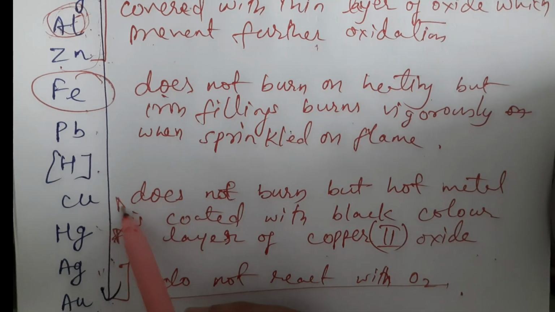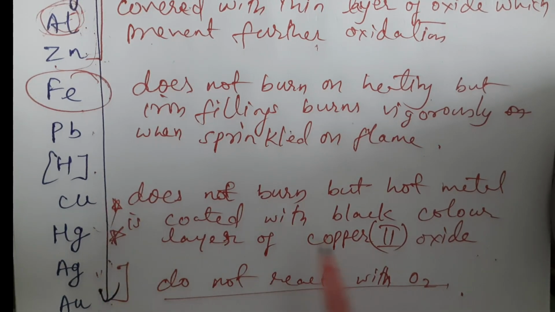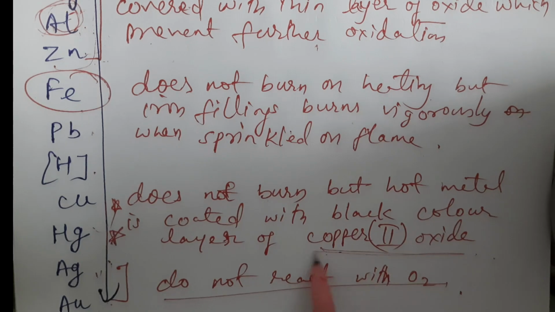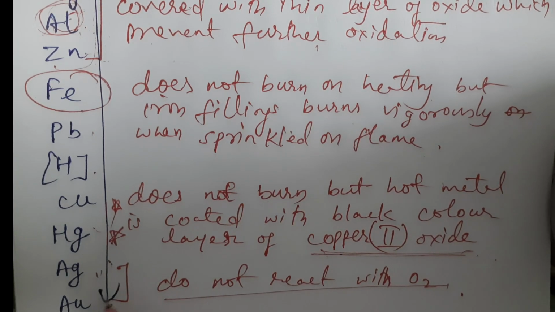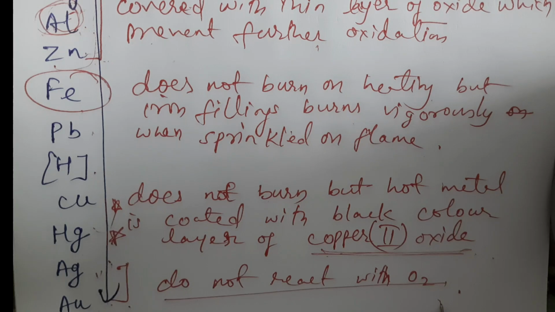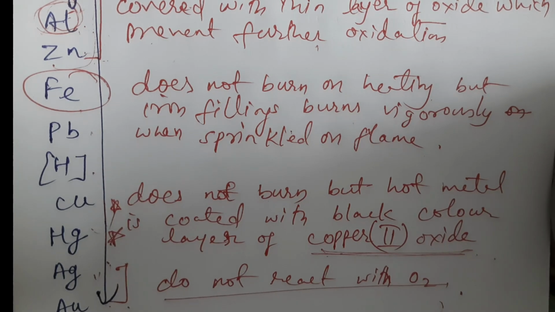This is also one of the important questions. What happens when copper reacts with oxygen? It forms a black coating, which is copper oxide. Silver and gold do not react with oxygen. So this is how metals react with oxygen.